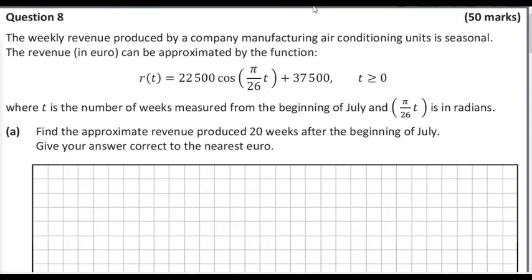Leaving Cert Higher Level 2019, Paper 1, Question 8. So the weekly revenue, it says here, produced by a company manufacturing air conditioning units is seasonal. The revenue in euro can be approximated by the function R of t is 22,500 cos of pi over 26t plus 37,500, where t is greater than 0. Where t is the number of weeks measured from the beginning of July, and pi over 26t is in radians. And part A here says, find the approximate revenue produced 20 weeks after the beginning of July.